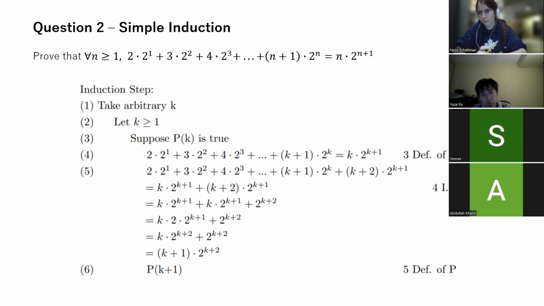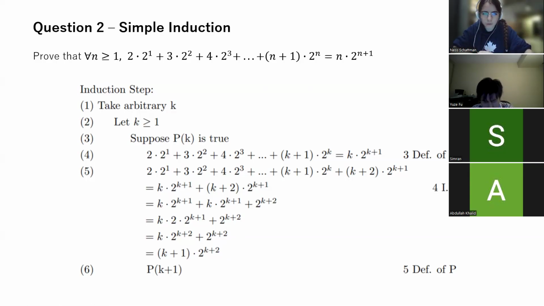Now our ultimate goal is we want this to look like what would happen if we subbed k plus 1 into this equation here. So we want this on the second line of line 5 to look like just above line 6, right? So it's just a matter of doing some algebra to make it look like that.